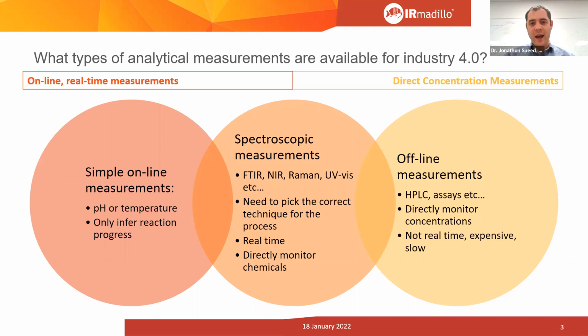Spectroscopy bridges that gap. Spectroscopy makes a direct measurement of chemicals that are present. It does actually look at the chemicals themselves rather than the properties. But you do need a calibration for it, and you do need to pick the right technology and the right spectroscopy for your process. I'm going to go into a little bit more detail about what those are in a minute, but not all spectroscopies are the same and they look at different things. So it is important to pick the right one.